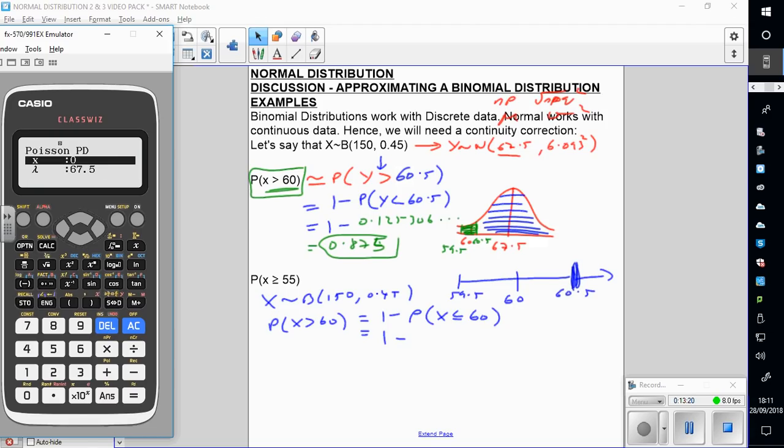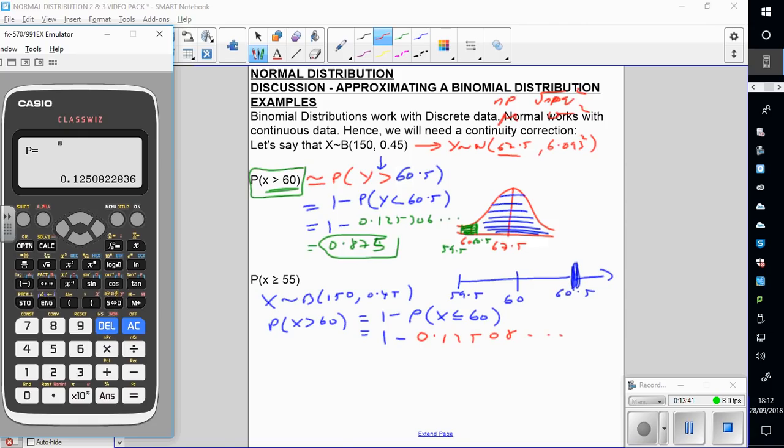We got variable. Whoops, I pressed the wrong thing again. 7, down, 1, variable. Okay, cool. So 60. N was 150. P is 0.45. How far out are we going to be? So this is 1 minus 0.12508, blah, blah, blah. We'll do that store A again, store A. We go back to our thing, and we go 1 minus alpha A, and we get 0.8749. So what, 0.875? Wow, really close, really close.